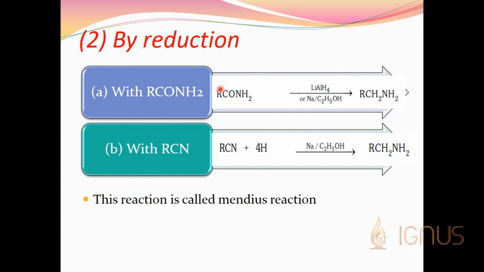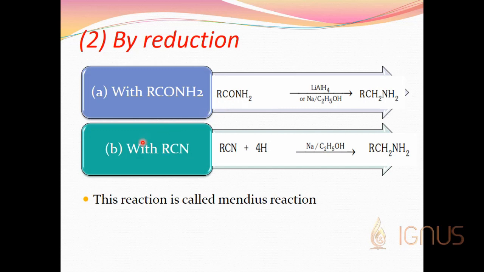You can see CO is converted into CH2. That means amide is converted into primary amine. Here it involves a mechanism of hydride transfer. Here the hydride from lithium aluminium hydride will attack this carbonyl and the reaction follows.